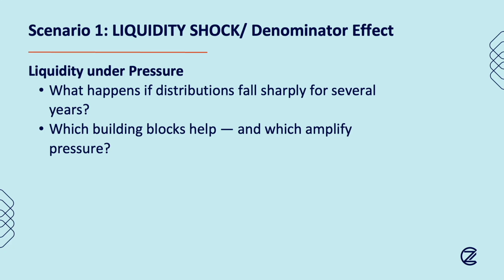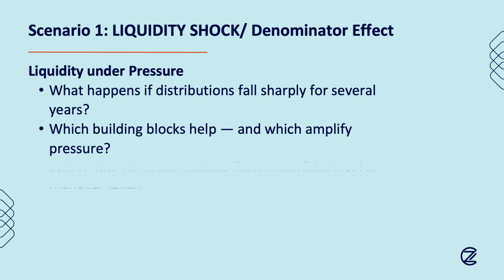So when liquidity comes under pressure for whatever reason, the questions to ask are the following. What happens if your distributions all of a sudden fall very sharply for several years? We just saw that starting in 2022. 2022 to 2025 was one of those periods where exits were few and far in between. Hence, distributions from the GPs back to their LPs were at record lows. You want to know which building blocks help and which ones amplify the pressure on your liquidity needs.